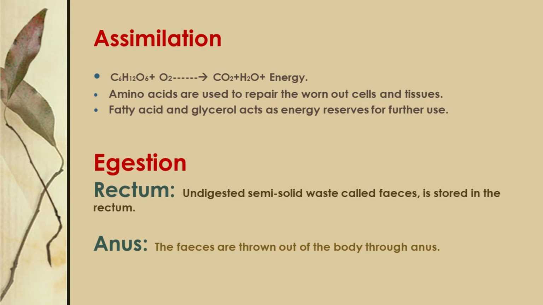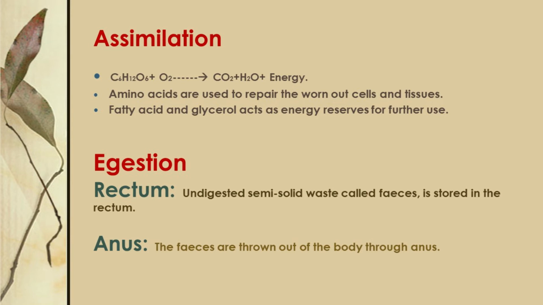Now, after assimilation, egestion of the undigested food takes place. The undigested semi-solid food, meaning waste, known as feces, is stored in the rectum and it is passed out, thrown out through the anus out of our body.